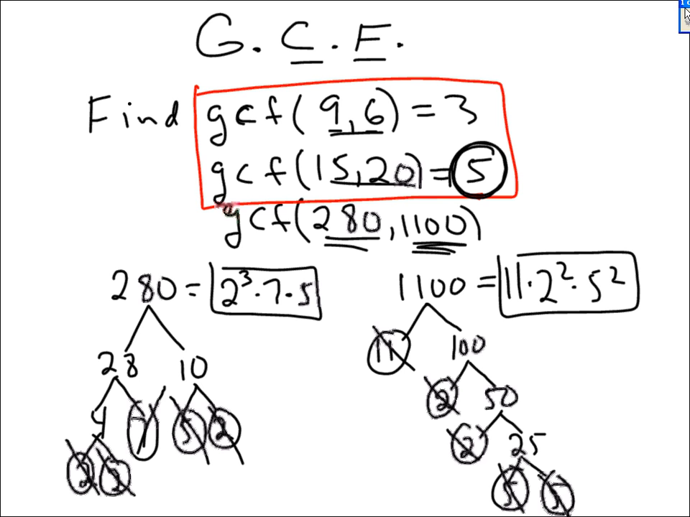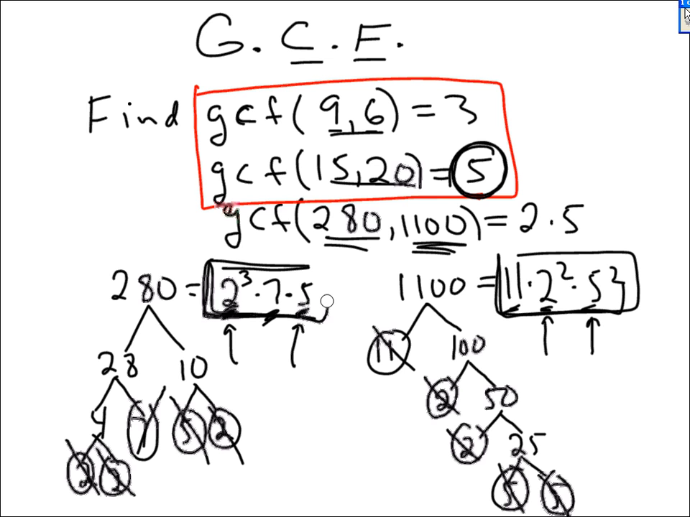Okay, now we're ready to write down the answer for the GCF. We look at the different prime bases, 2, 7, and 5, and 11, 2, and 5. And we ask ourselves, which bases were in both of these prime factorizations? Which bases are here and here? And the answer, I hope, is obvious. This has 2 and 5, and this has 2 and 5. The like bases were 2 and 5.